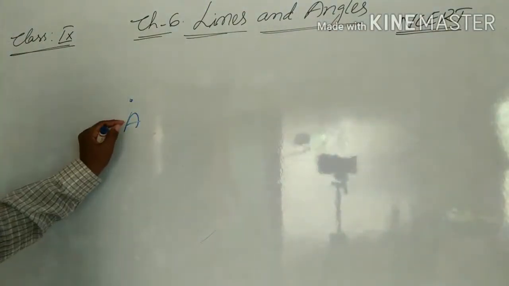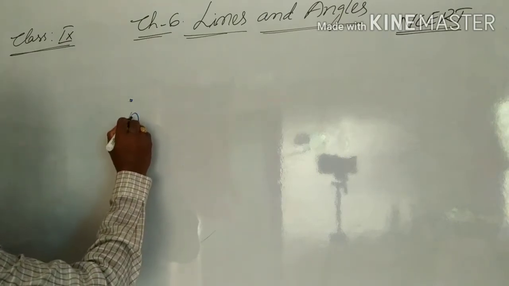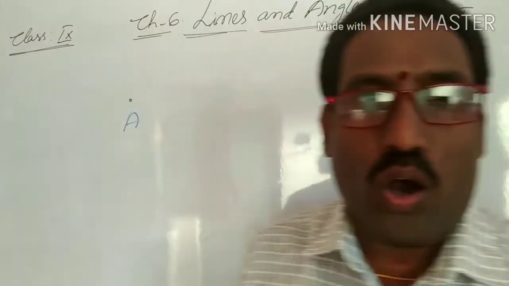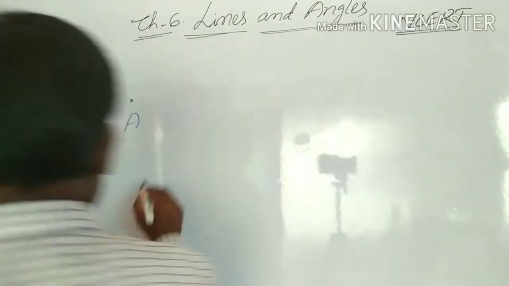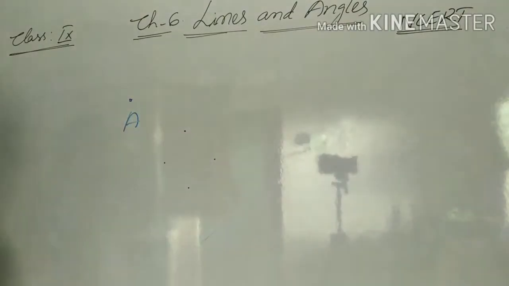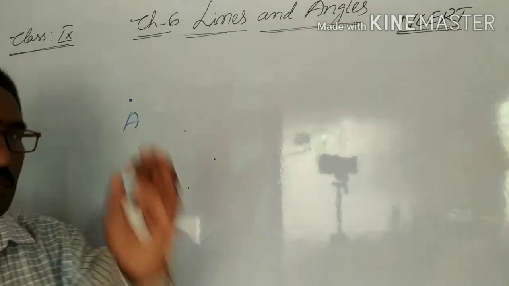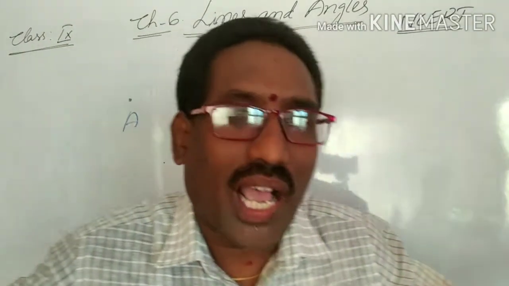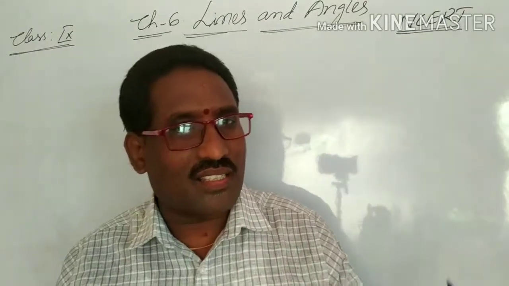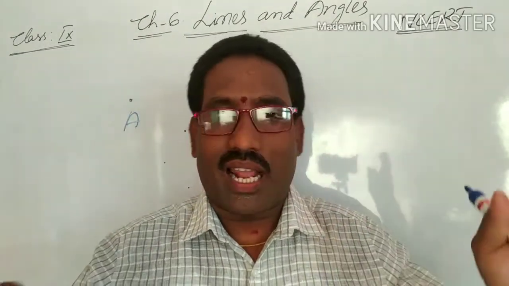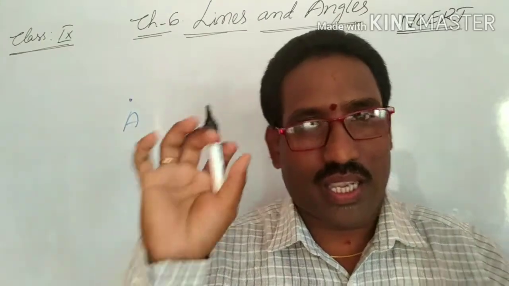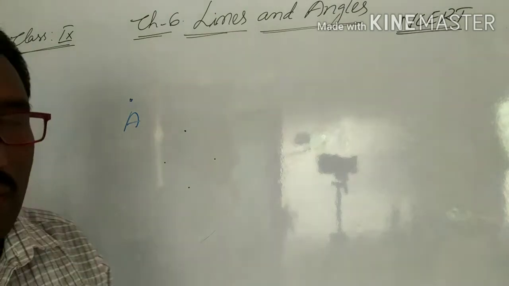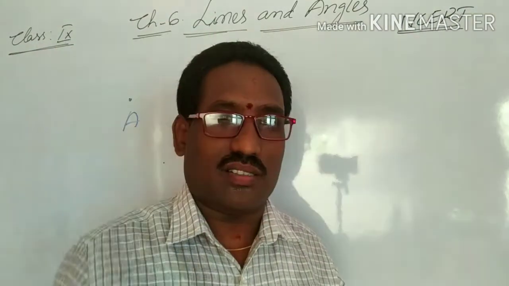Suppose I took this point; the name of that point is A. Wherever you keep a dot, that is a point. Point has no length, no breadth and no height. Points are always denoted by only capital letters.